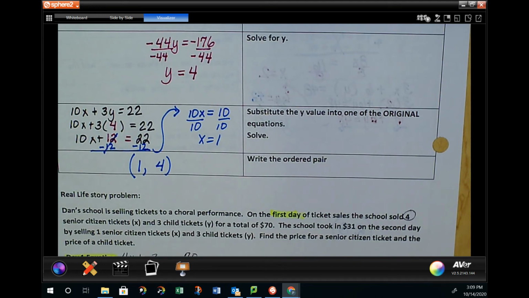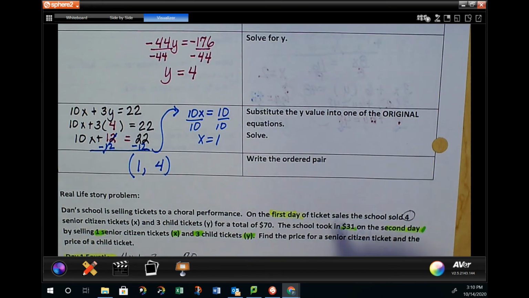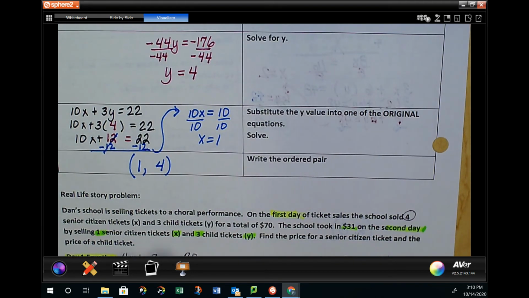And then on day 2, this is going to be my day 2 equation. The school took $31 on day 2, and sold 1x, but 3y. So again, I'm writing my equation, 1x plus 3y, and that was $31 total. So we're going to go through and solve. You have 4x plus 3y equals 70, and 1x plus 3y equals 31.